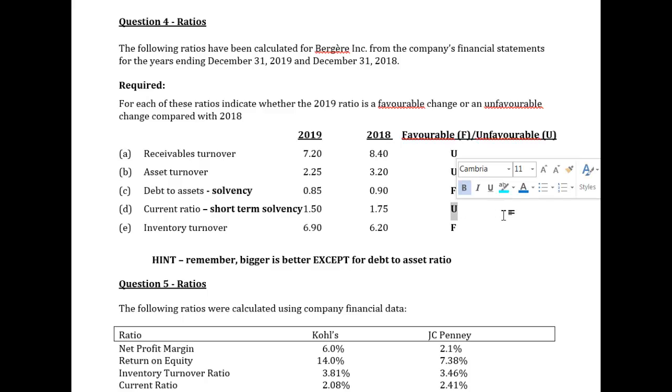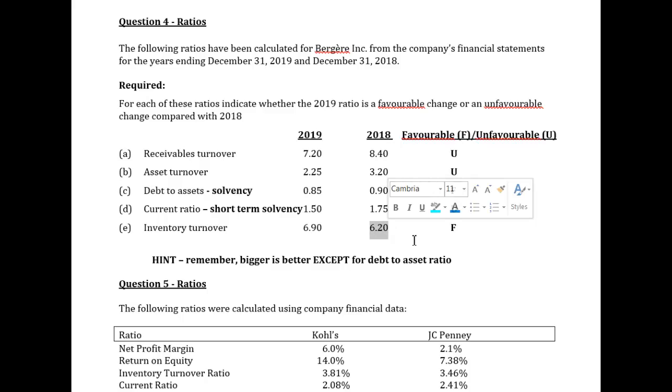Inventory turnover tells us how many times during the year we turn over or sell our inventory. Well, we sold it 6.2 times. Here we're doing 6.9 times this year. That's better, right? It's bigger, so it's better. Here we were selling our inventory 6.2 times a year.